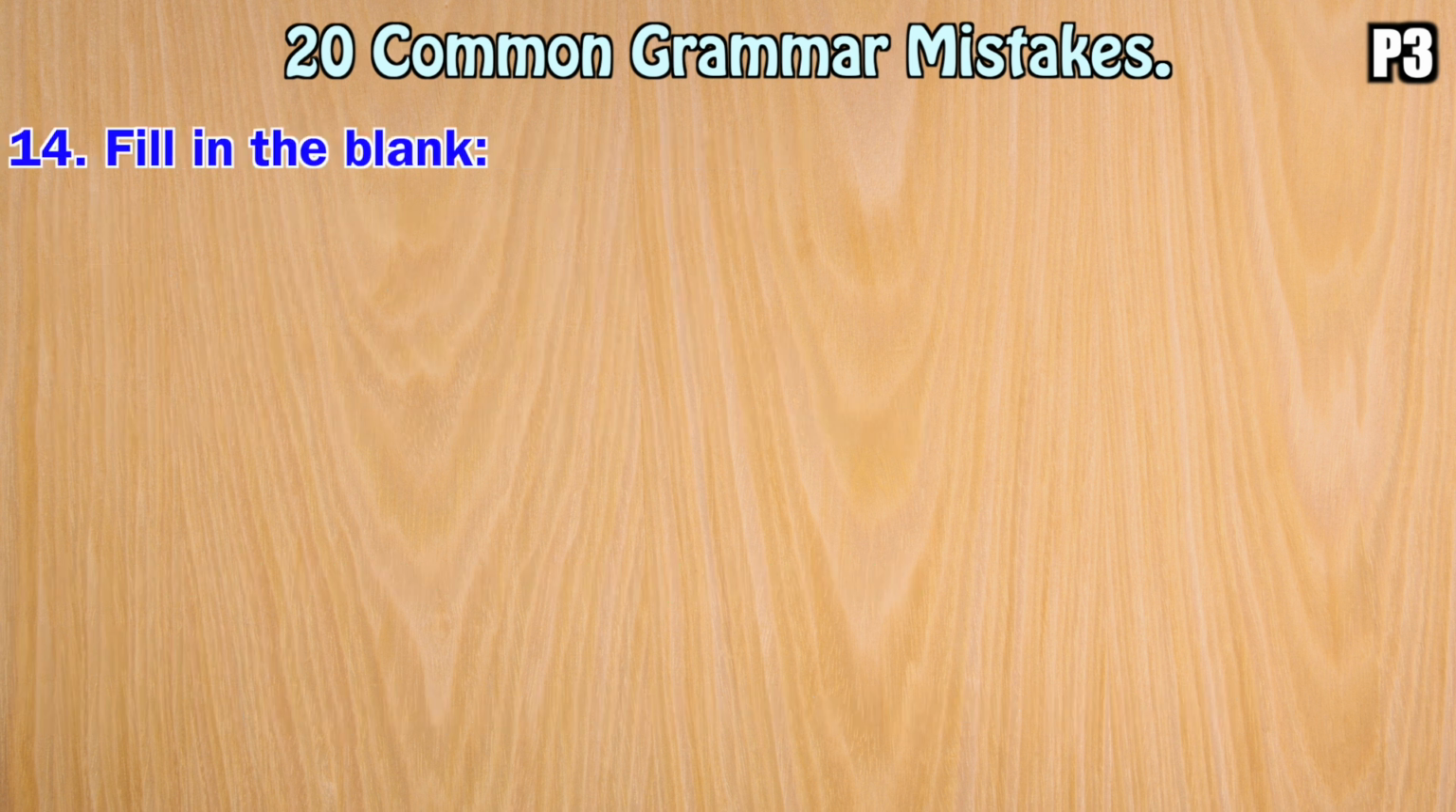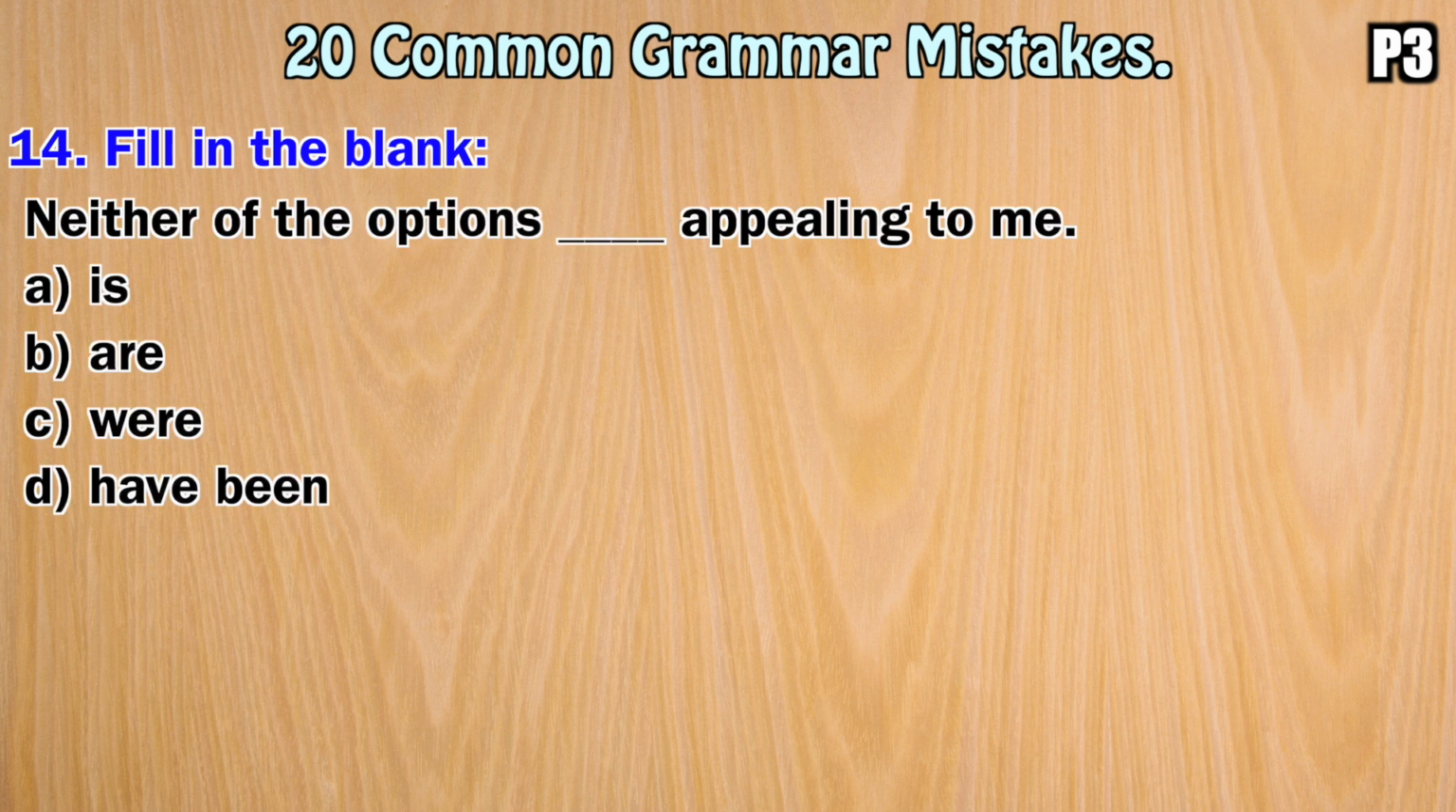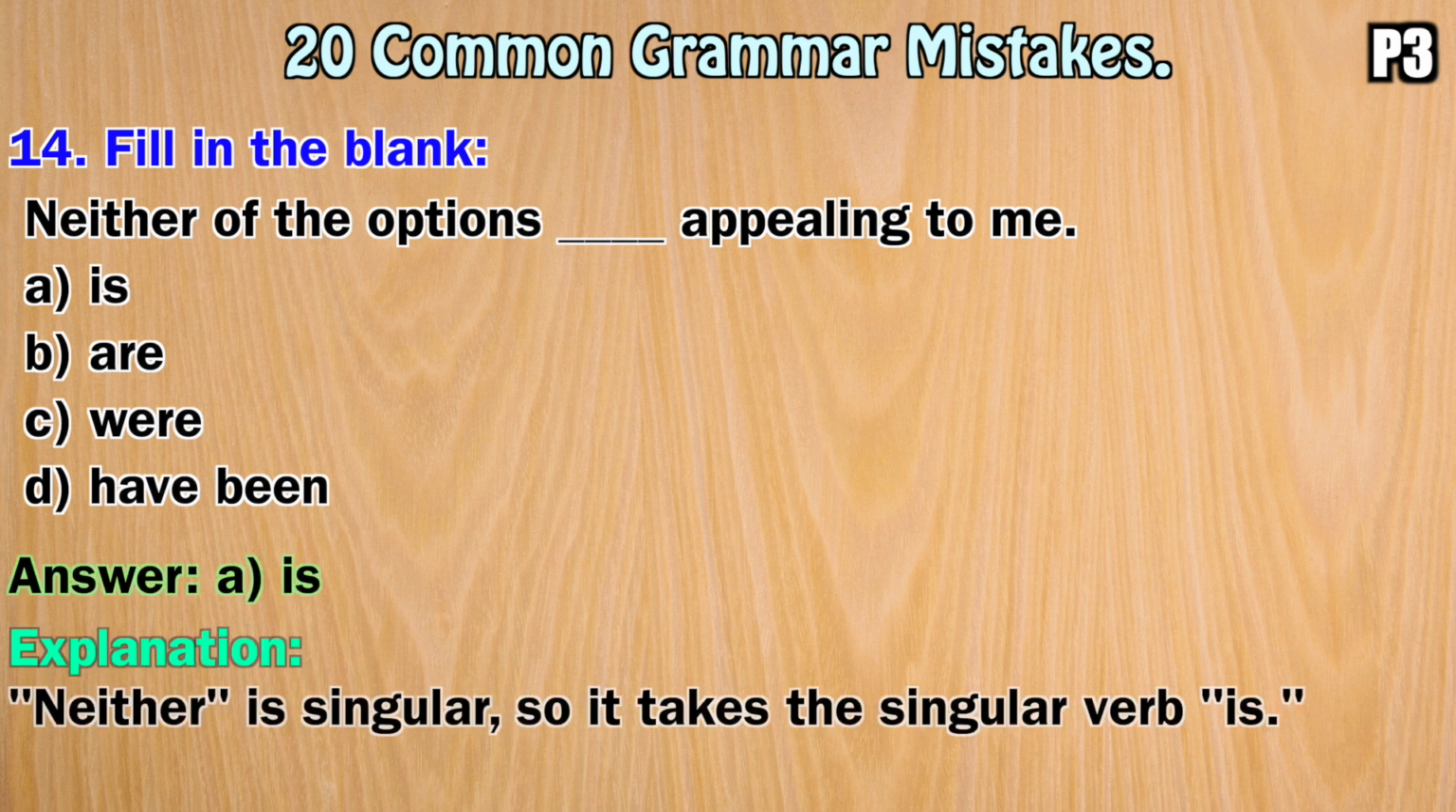14. Fill in the blank. Neither of the options, appealing to me. A. Is. B. Are. C. Were. D. Have been. Answer: A. Is. Explanation: neither is singular, so it takes the singular verb is.